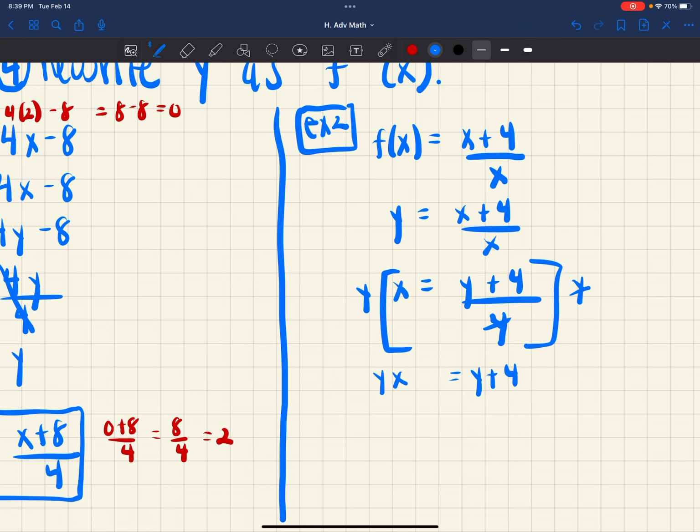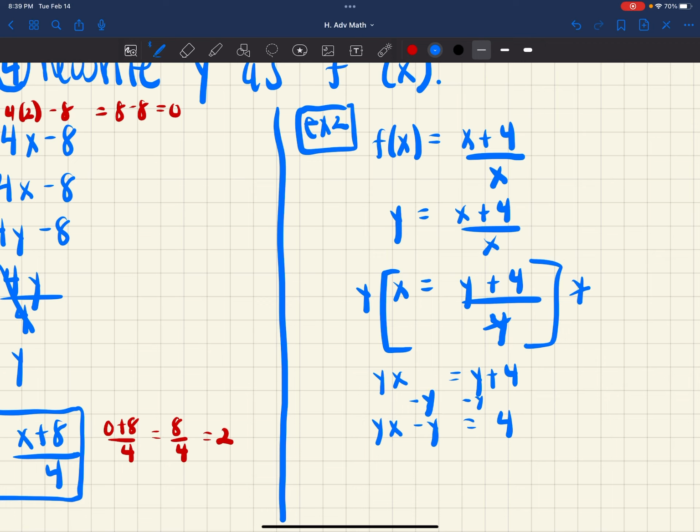Those are being multiplied. Now remember, you want to solve for y. You want to get y on one side of the equal sign. So let's go ahead and move this y to the other side of the equal sign. So this will turn to yx minus y is equal to 4. Do we all understand what I did there? All I did was subtract y from both sides of the equal sign.